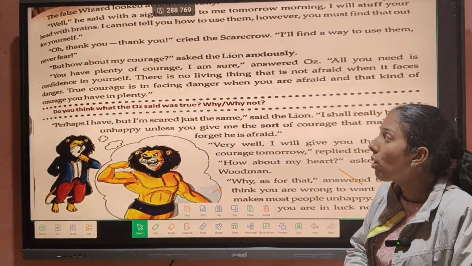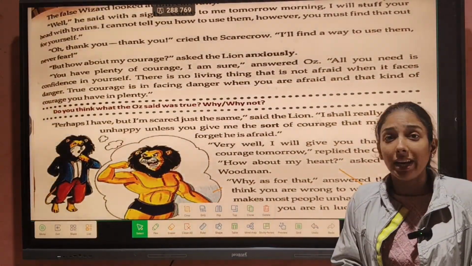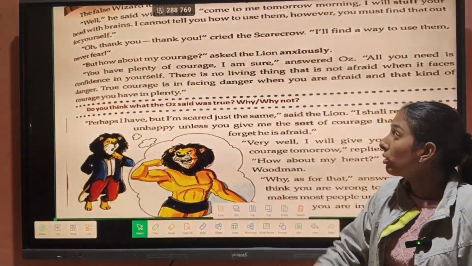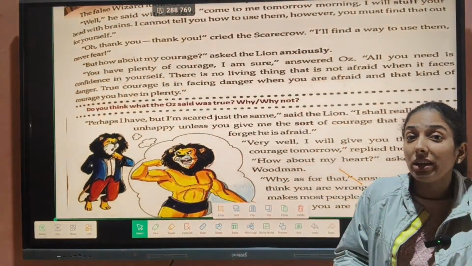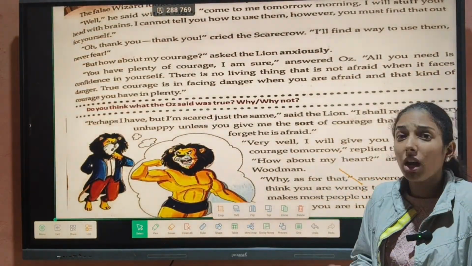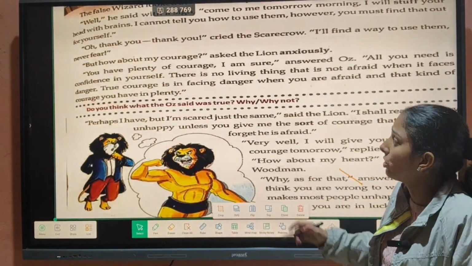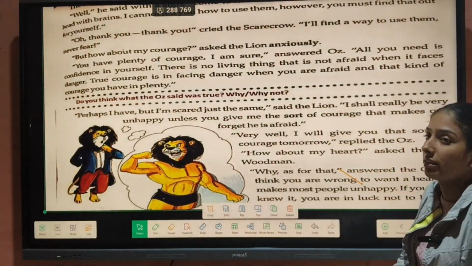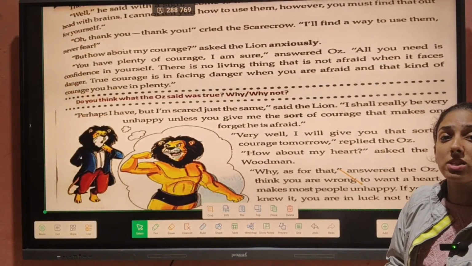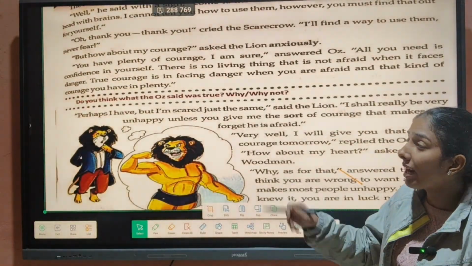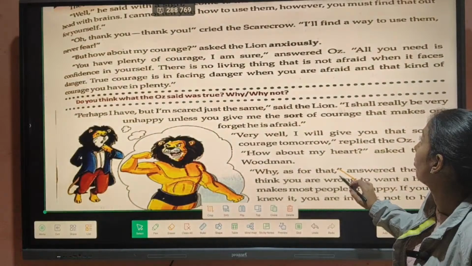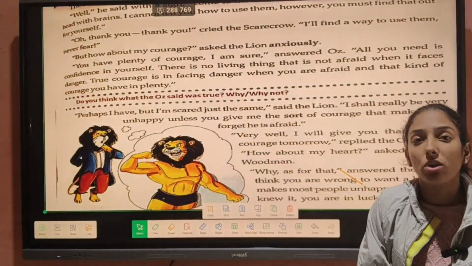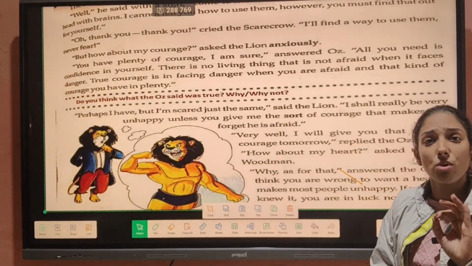"Now, but how about my courage?" asked the Lion anxiously. Anxiously means worriedly or nervously. Now the Lion is asking worriedly, in tension, what about my courage? "You have plenty of courage, I'm sure," answered the Oz. Now the Oz is saying that you are having enough courage in yourself. "All you need is confidence in yourself." Okay, that all you need is confidence.